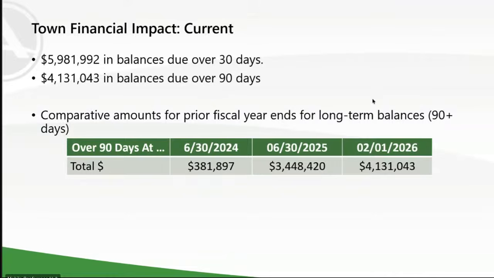You have the cybersecurity incident with Blazing Bills in fiscal 25 all the way through June. The total amount that was long-term at that point rose from $400,000 to $3.5 million. So a lot of the balance is really from fiscal 25. And right now, as of February 1st, it is $4,131,000.